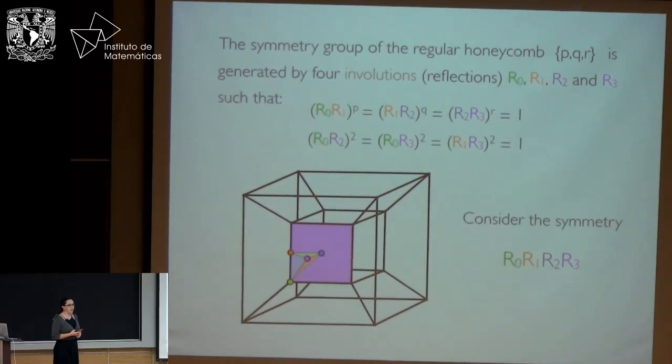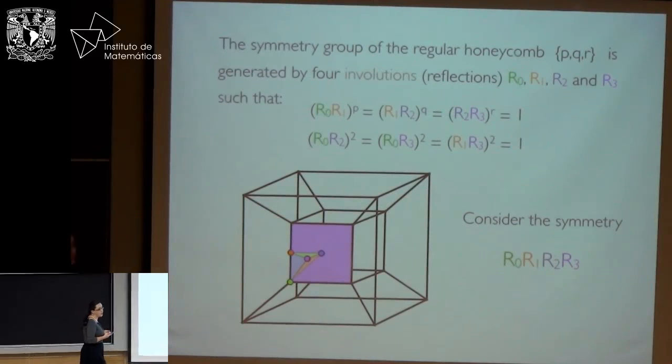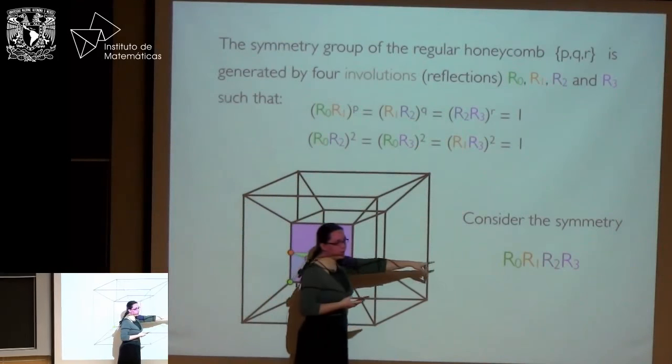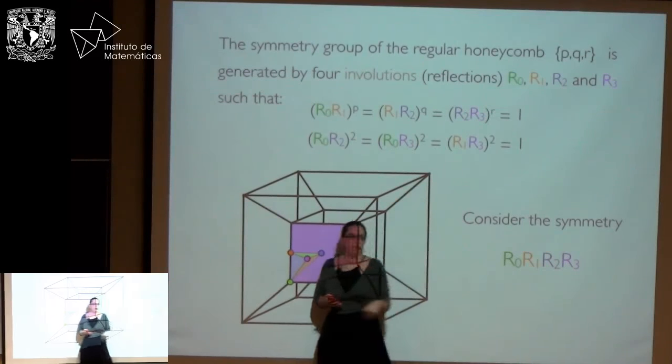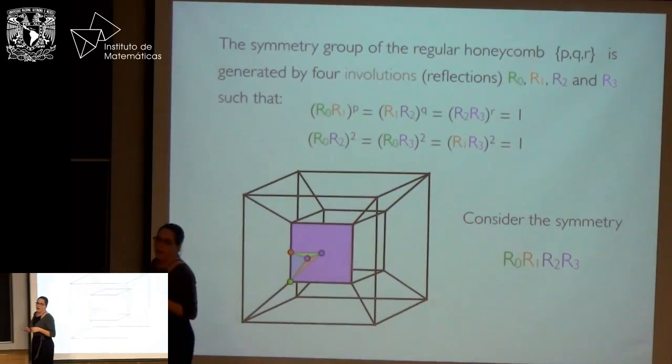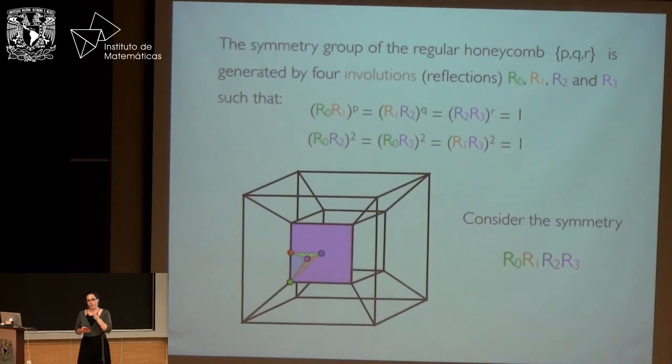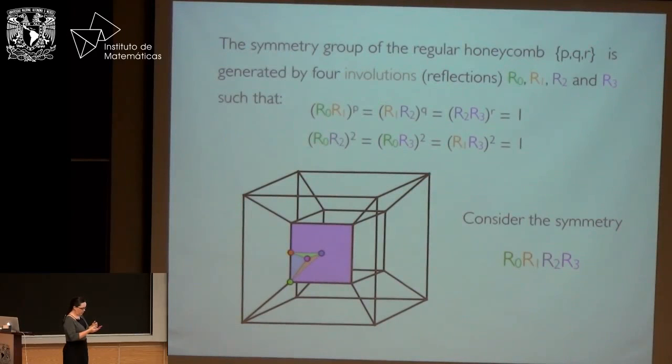And I'm going to consider one particular element of this group. And the element is what is called a Coxeter element. That is, because this is a Coxeter group, so this is a Coxeter element. And it's the product of the four of them. And I'm choosing a given order. And the order is going to be R0, R1, R2, R3, just because I want to.